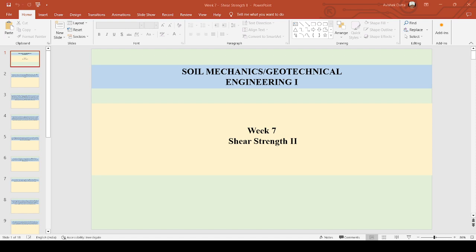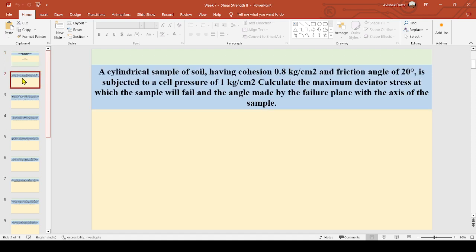Okay, I'll start now. The first question is: a cylindrical sample of soil having cohesion 0.8 kg per centimeter square and friction angle of 20 degree is subjected to a cell pressure of 1 kg per centimeter square. Calculate the maximum deviator stress at which the sample will fail and the angle made by the failure plane with the axis of the sample.